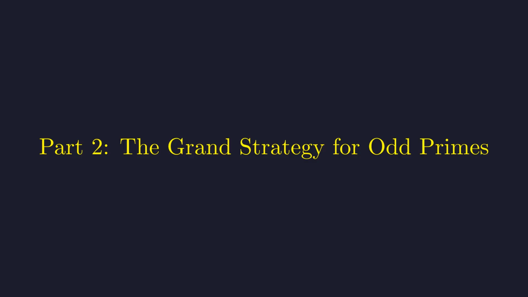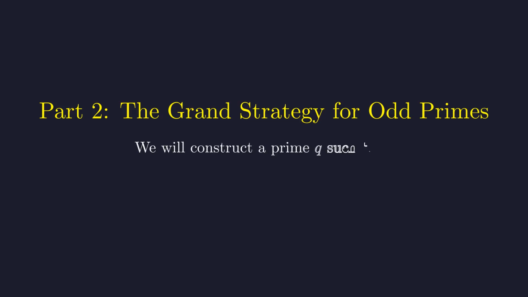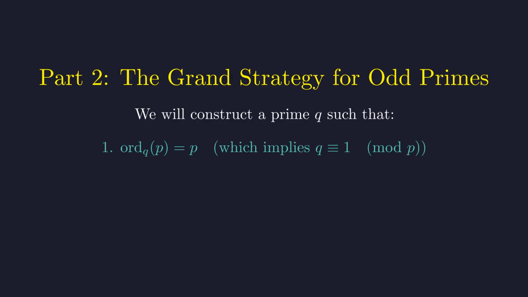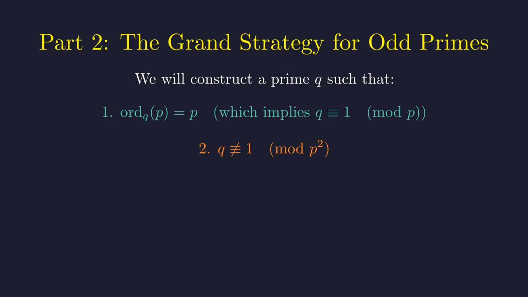Now for the main event. We'll assume p is an odd prime. Our strategy is to construct a very specific prime q that has exactly the properties we need. Here is the plan. We are going to find a prime q that satisfies two conditions. First, the order of p modulo q is exactly p. A direct consequence of this is that q must be congruent to 1 modulo p. And second, q is not congruent to 1 modulo p squared.